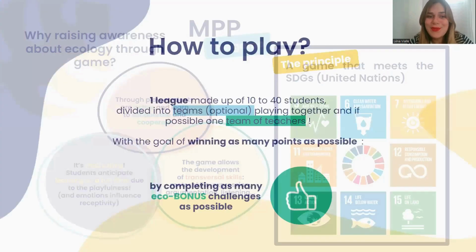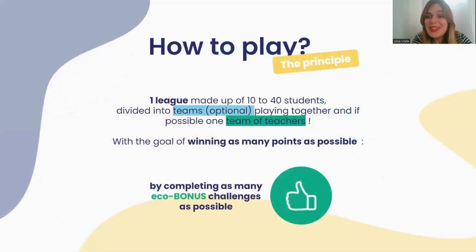How to play? Really concretely, you will have a league made up of 10 to 40 students. For primary school, it's easier to have one class equal one team. And for secondary school, you can divide players into teams of 5 or 6 students. And in any case, you can have a team of teachers. So we encourage you to play as well, because it's always more motivating, even for the students. And so the goal for everyone during 3 weeks is to win as many points as possible by completing as many challenges as possible.